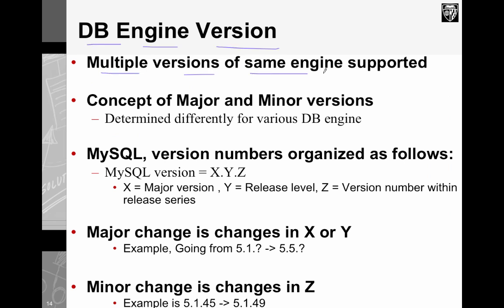Multiple versions of the same engine may be supported by AWS RDS, which means when you have MySQL, there are multiple versions of MySQL that are supported by the AWS RDS service. They also have a concept of major and minor versions, and it's determined differently for the various database engines. Since we are going to be working with MySQL, let's understand the MySQL version number, and the concept of MySQL major and minor version numbers.